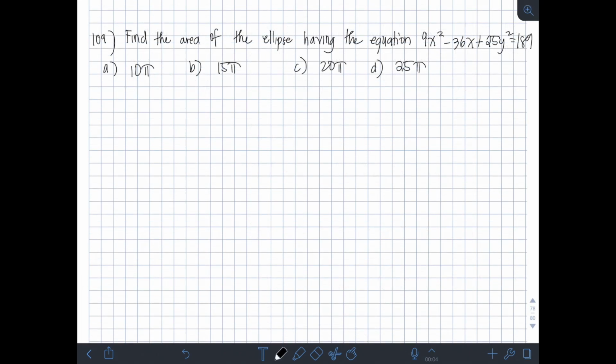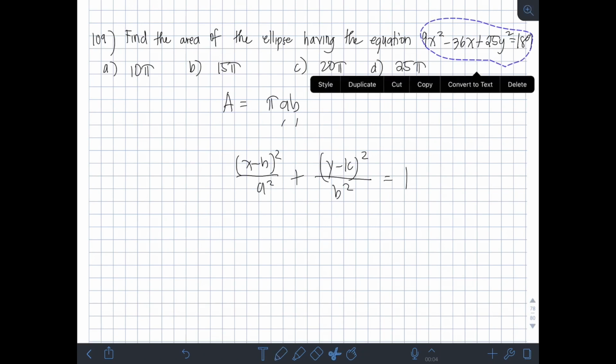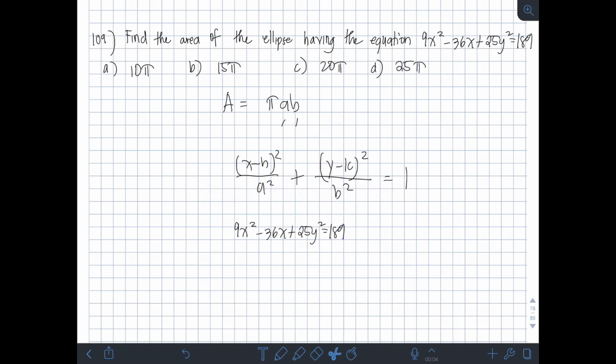Okay? Next, we have find the area of the ellipse having the equation 9x squared minus 36x plus 25y squared equals 189. Okay, so meron kasi tayong formula for the area ng ellipse as pi AB. So itong a tsaka b, ito yung nasa general equation ng ellipse, yung x minus h quantity squared over a squared plus y minus k quantity squared over b squared equals 1. So dahil given naman tayo ng equation ng ellipse, pwede nating i-transform ito into standard form by completing the square. Then, mahanap natin yung value ng a tsaka b. Tsaka natin ipa-plug in sa formula.